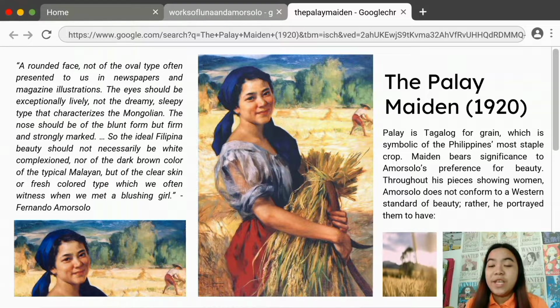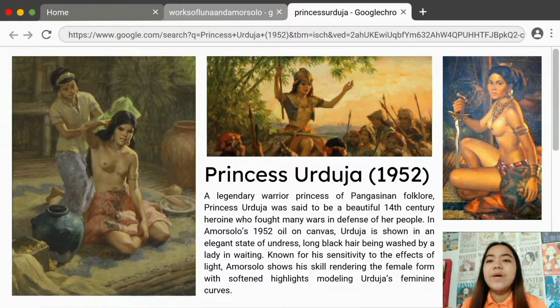Next, we have Princess Urduja, 1952. So, she is a legendary warrior princess of Pangasinan folklore. Princess Urduja was said to be a beautiful 14th century heroine who fought many wars in defense of her people. And she was famous for leading a retinue of women warriors who were skilled fighters, in Amorsolo's 1952 oil on canvas.